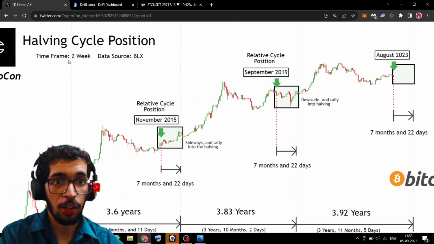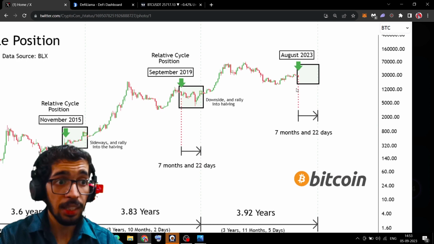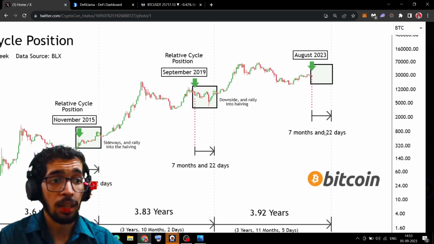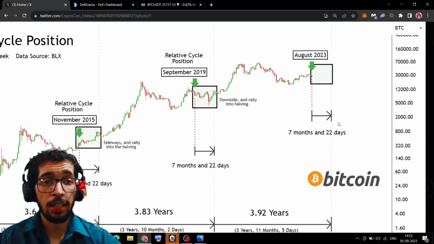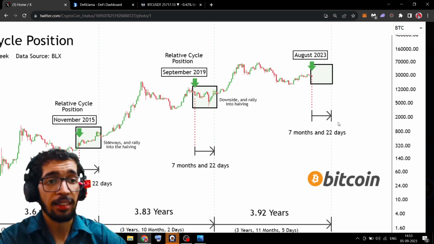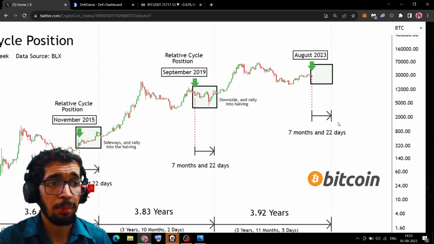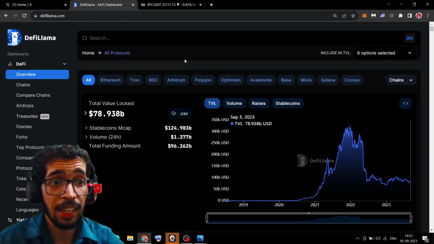This guy on Twitter, Timgs, right now he has the data backing it. So after this downtrend of around 7 months 22 days, you need to keep a watch on this. Now let's see the key indicator. Even if you don't understand this 7 months 22 days, you'll ask, when is the key indicator? The key indicator is the TVL.